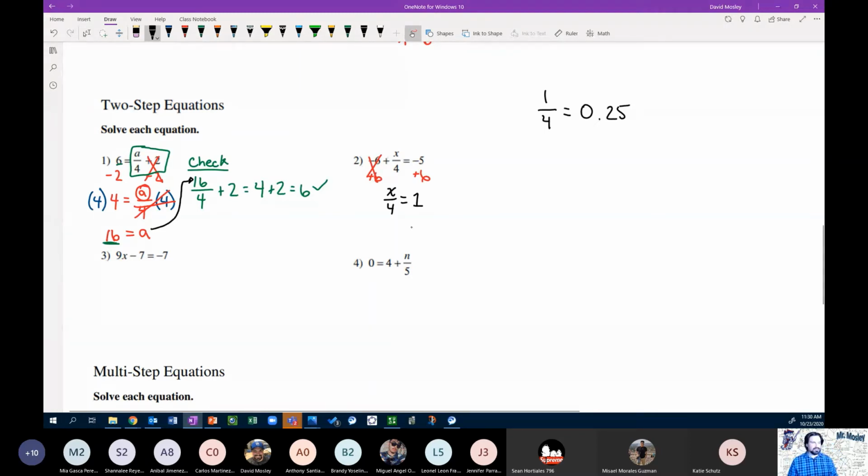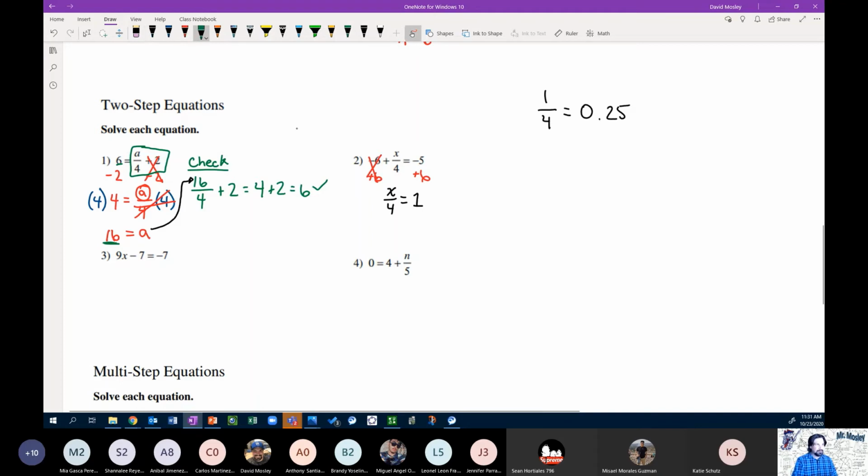So it's a good guess, Anthony, but we have one more step. X over 4 equals 1. So, what number for x, when divided by 4, is 1? Yeah, Eunice says it's 4, right? 4 divided by 4 is 1.